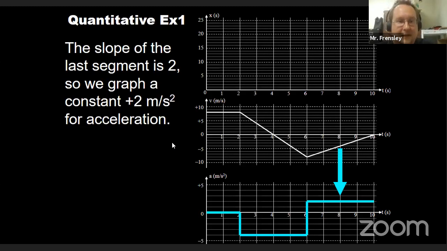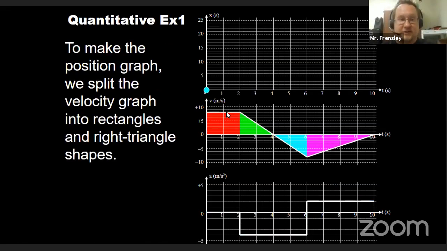Okay, now how am I going to go from velocity to position? This is the part that's really tricky, okay? So I know you know the rule. You're like, hey, the area of a velocity versus time graph is position, right? And I'm like, no, the area of a velocity versus time graph is how much your position changes. It's how much your position changes.